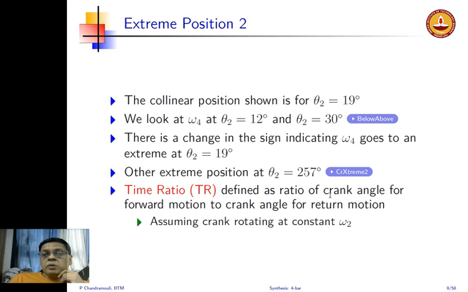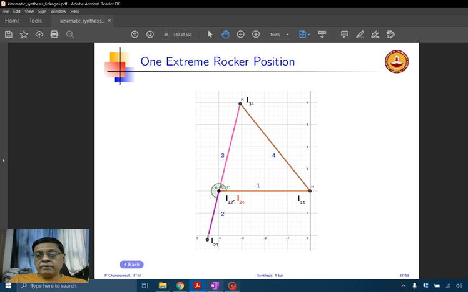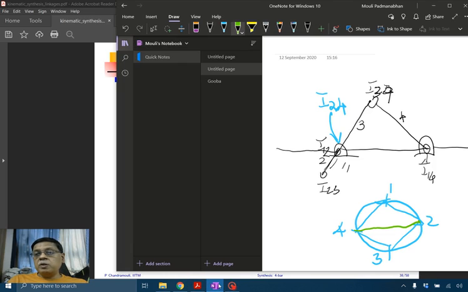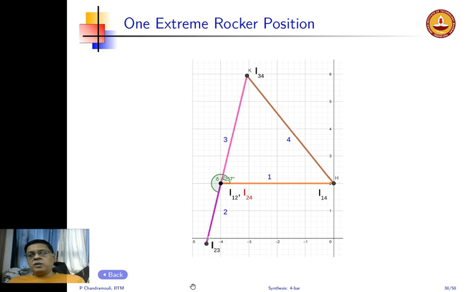All right, let's look at the other extreme position. So this is the other extreme position. Again, I have drawn that here in my OneNote. You can see I24 comes and lies right at where I12 is, and that is what I have shown here, a little more nicely drawn picture compared to what I scribbled on that OneNote.